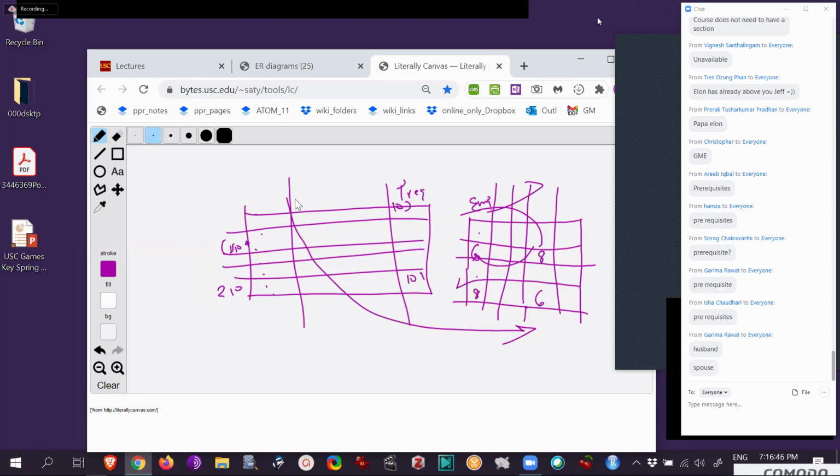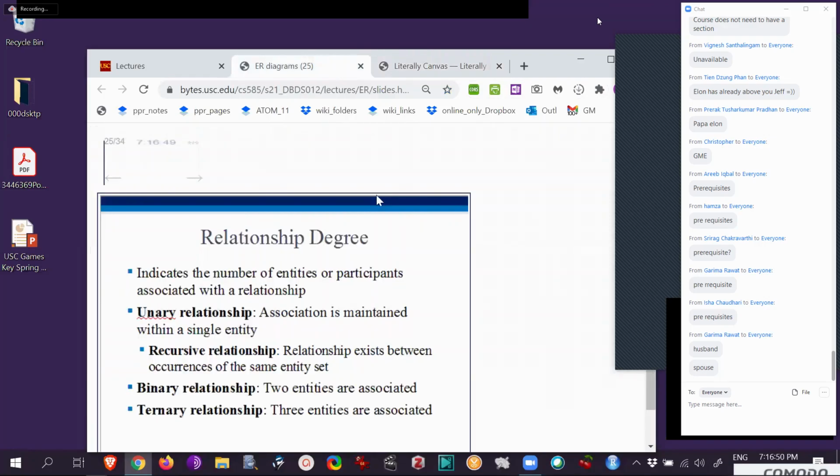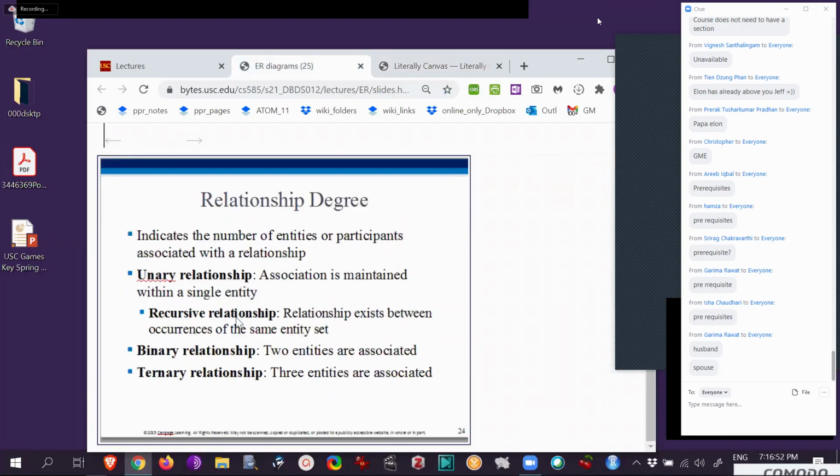Cool. So therefore, this recursion doesn't need to keep happening. So unary does not always mean recursive, but it could be recursive or not. Okay, so I've told you all of this. Binary is the most common example. We've seen many of these.